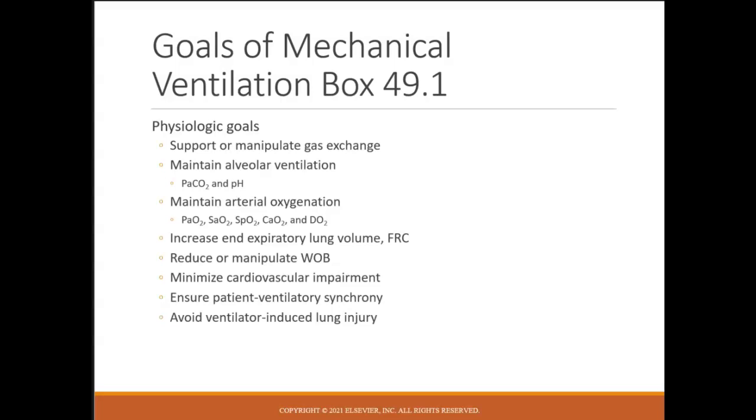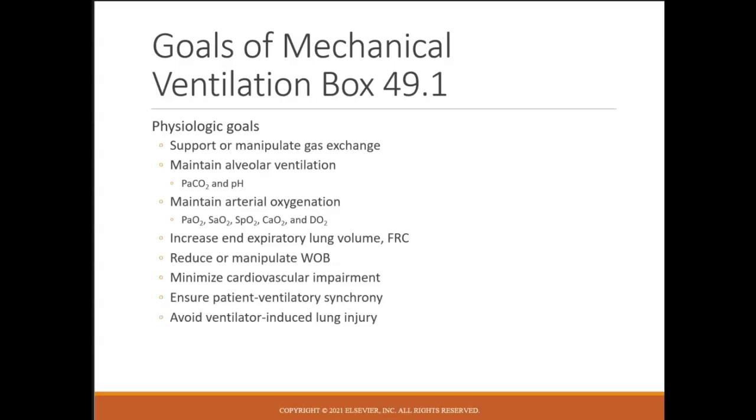We're looking at making sure that we increase end expiratory lung volumes, or your FRC, your functional residual capacity, which we manipulate using PEEP, positive end expiratory pressure. We look at reducing or manipulating work of breathing. Work of breathing is pretty much one of the main reasons that you get put on the mechanical ventilator: when a patient's CO2 production or ventilation impairment increases to the point that the patient cannot overcome it by increasing their respiratory muscle effort, then they're going to go into respiratory failure and need mechanical ventilation.